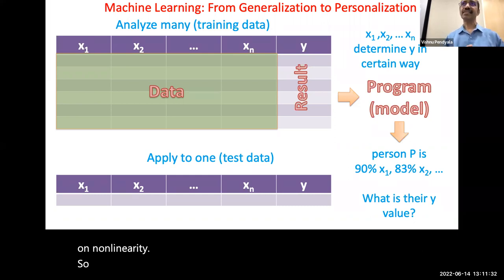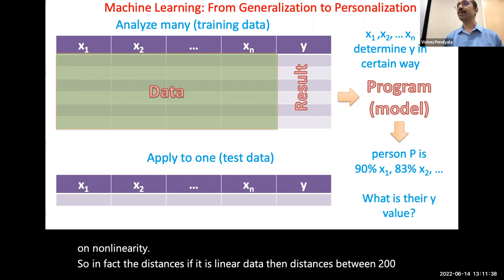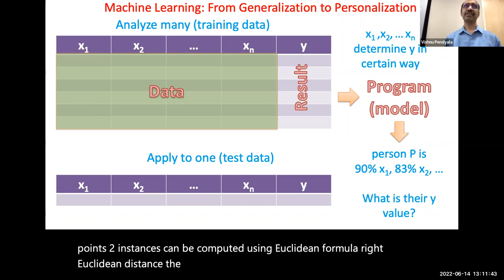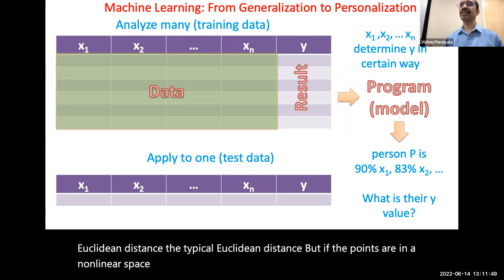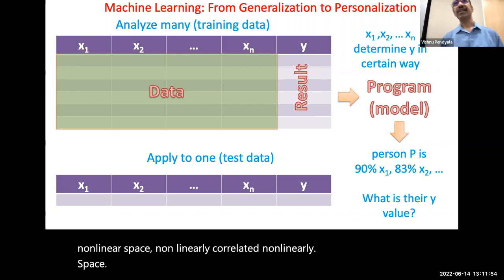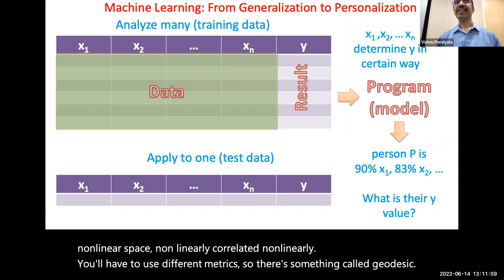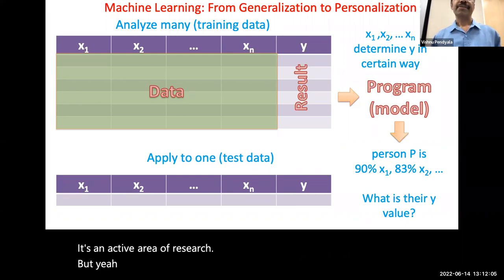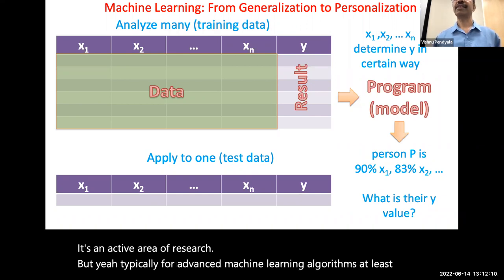If it is linear data, then the distance between two points, two instances, can be computed using the Euclidean formula, the typical Euclidean distance. But if the points are in a nonlinear space, nonlinearly correlated, you'll have to use different metrics. There's something called geodesic. It's an active area of research. Typically, for advanced machine learning algorithms, linearity does not apply.